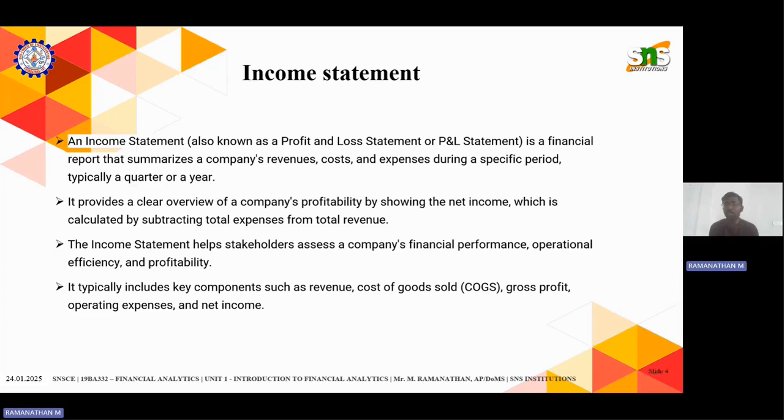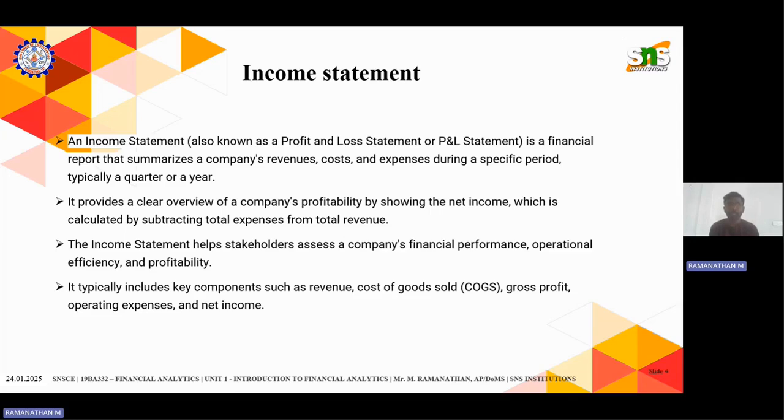When they calculate earnings before interest and tax, total income minus total expenditure will be earnings before interest and tax. Once they know what the interest is and what the tax is, they will add both the tax and interest, and they will reduce it from the EBIT, earnings before interest and tax, so that they are able to know what the net profit of that particular company is.